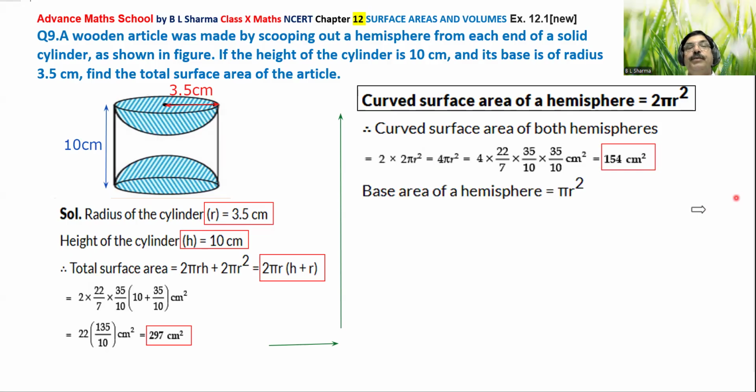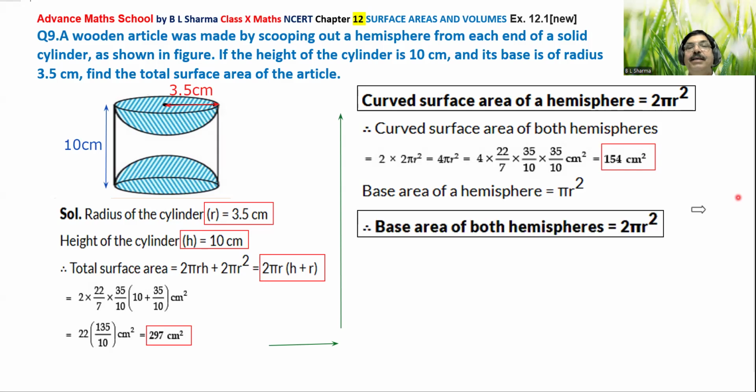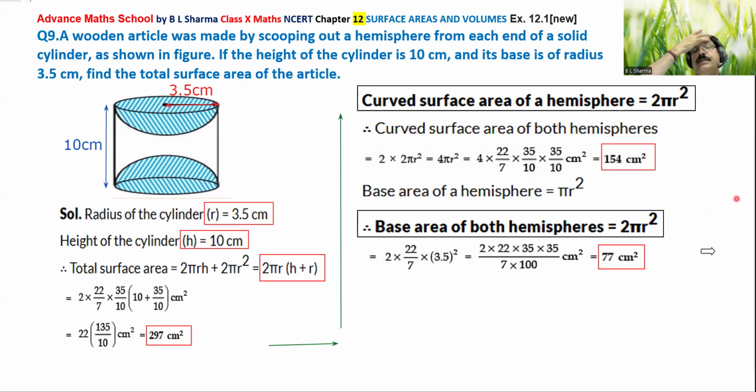बेस एरिया ऑफ हेमिस्फीयर दैट इज पाई आर स्क्वायर. तो बेस एरिया बोथ हेमिस्फीयर, दोनों तरफ, इधर भी और इधर भी, 77 सेंटीमीटर स्क्वायर. कैलकुलेशन का पार्ट आपके पास है.